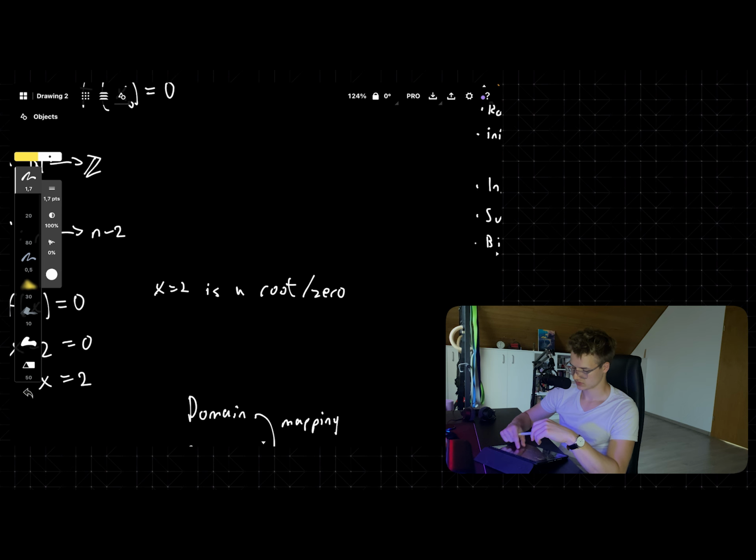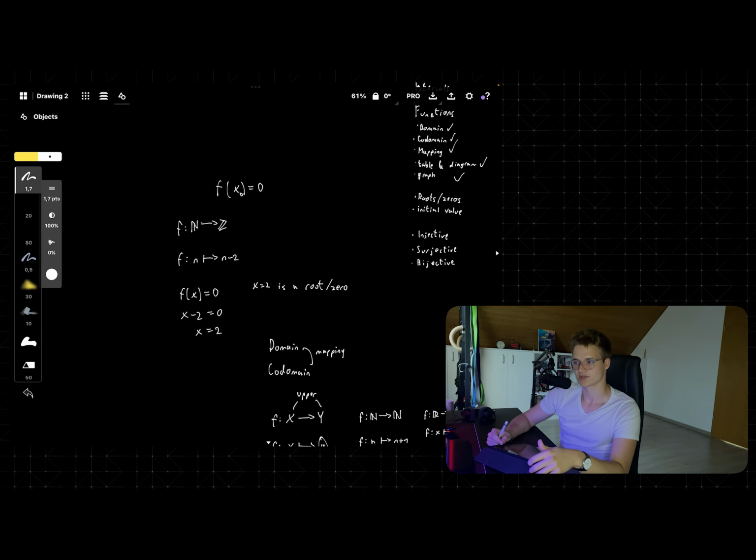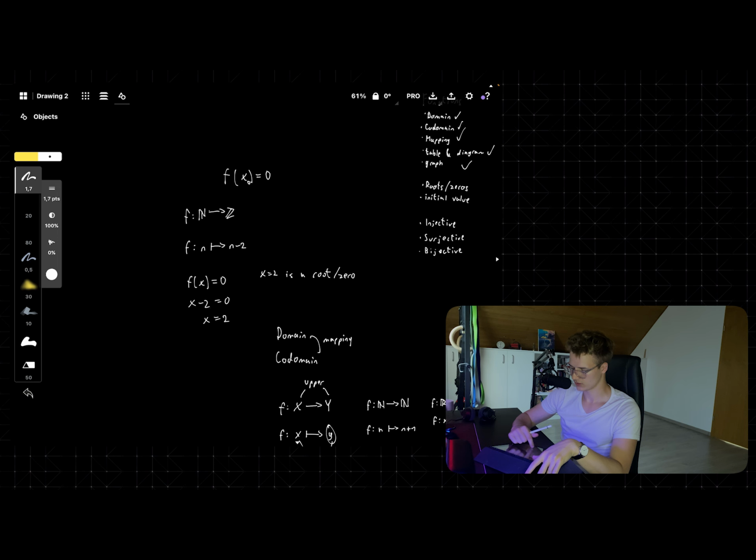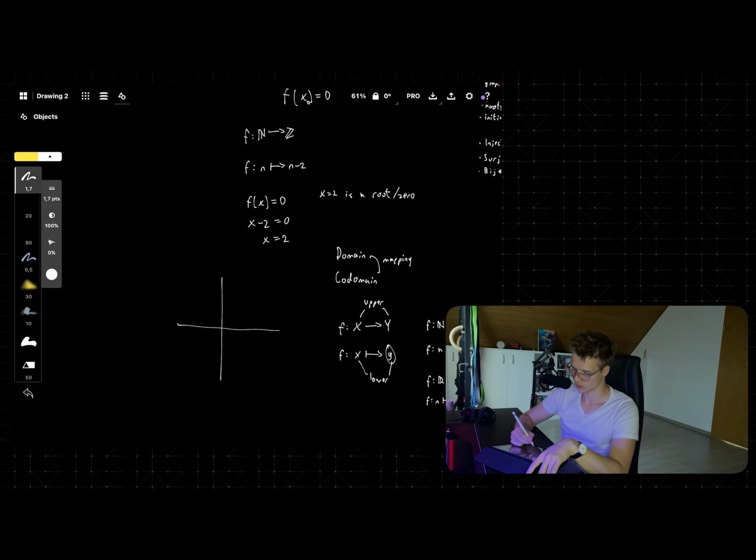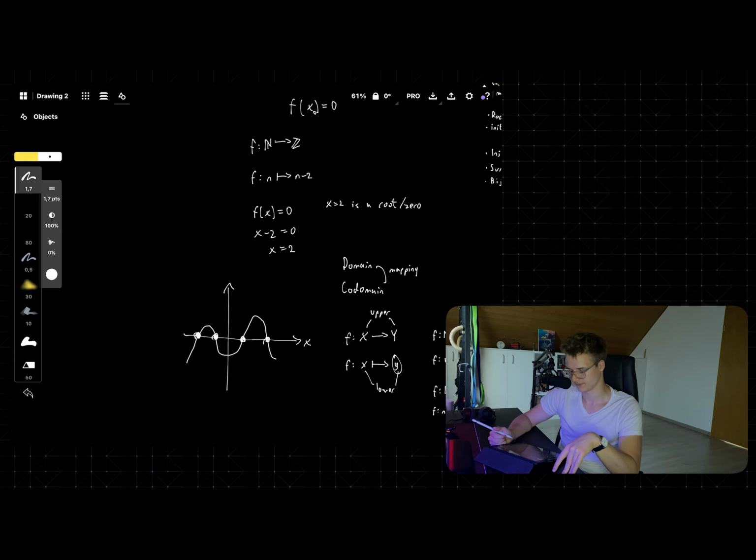Now, so that's what a root or a zero is: when the function is equal to 0. Graphically, this would mean where it intersects the x-axis. Okay? So these are the points here. You might have a graph that goes something like this. These are all zeros, or roots, of the graph f.